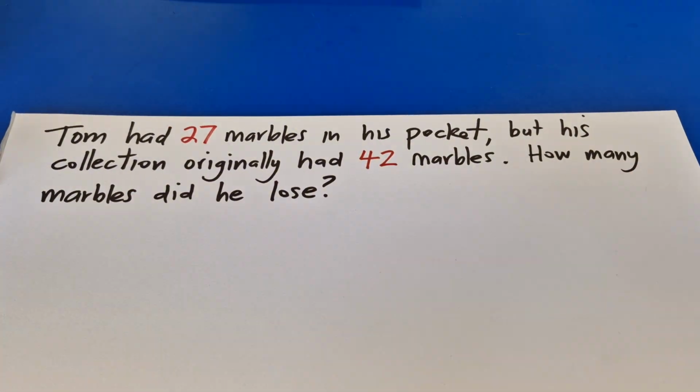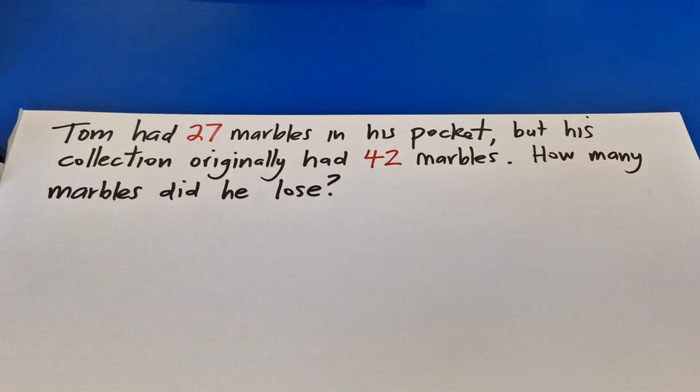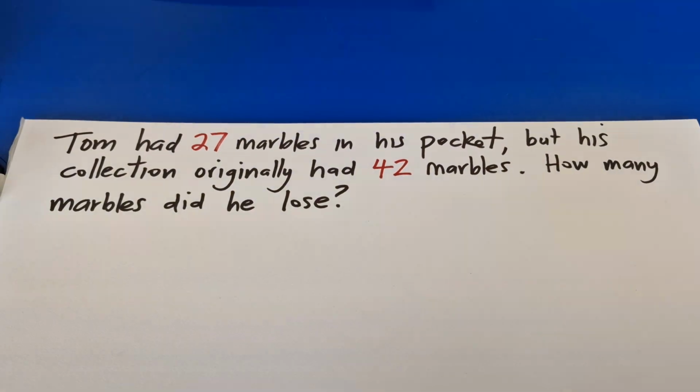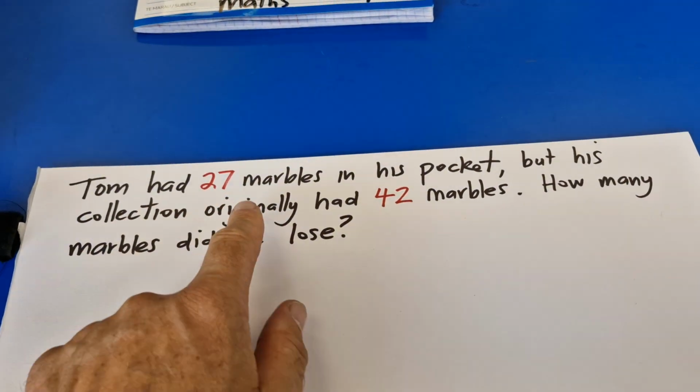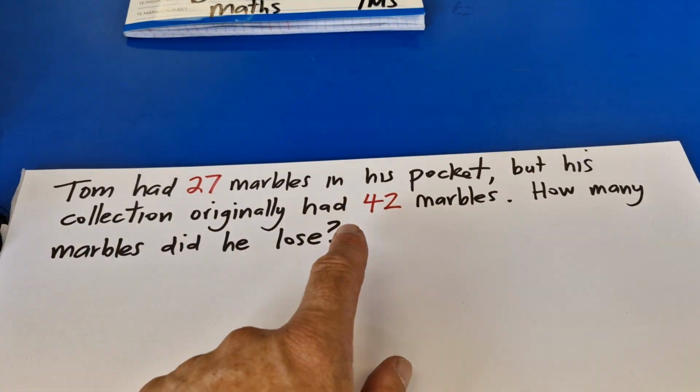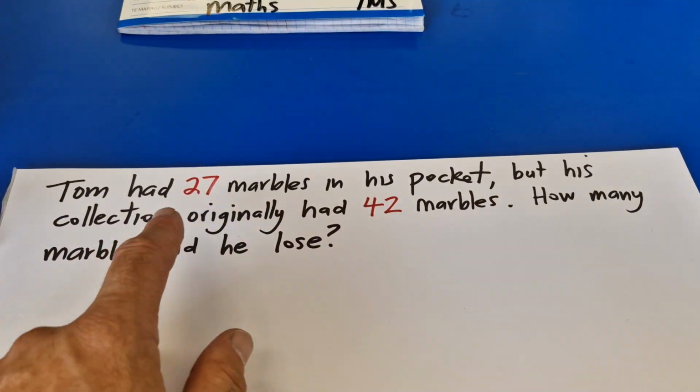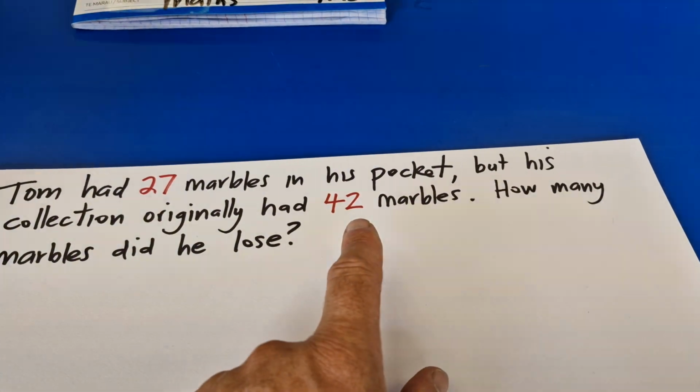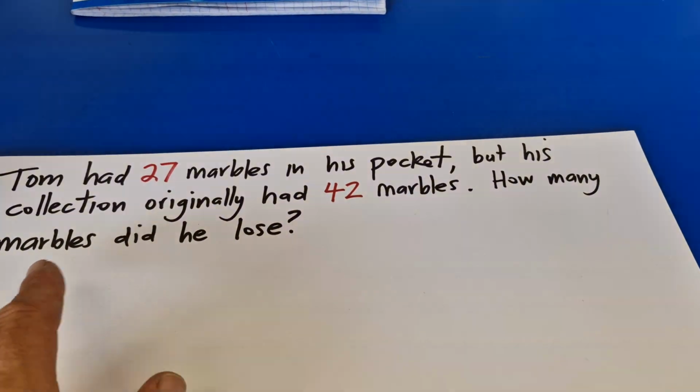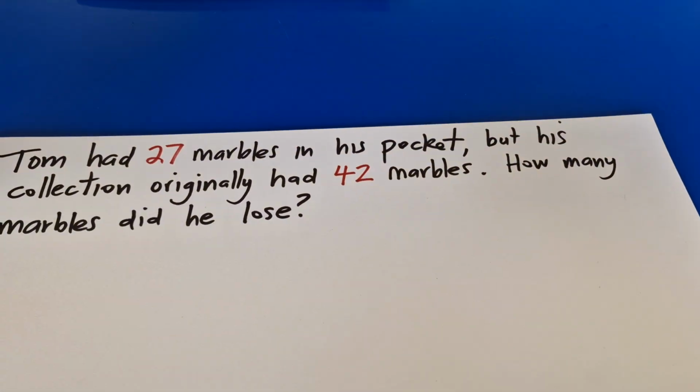Okay folks, we have a problem here written as a story. Tom had 27 marbles in his pocket, but his collection of marbles originally had 42. How many marbles did he lose?